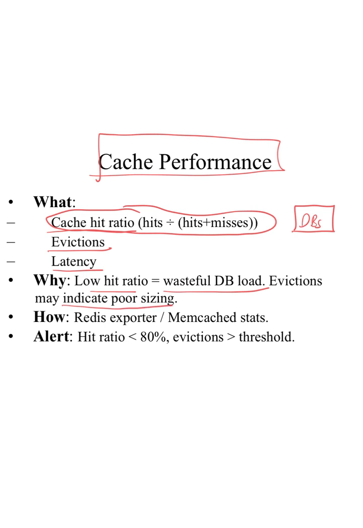Evictions may indicate poor sizing, right? If your cache is constantly getting evicted, that means something needs to be done. Either your size should be increased or you should have a better eviction policy. You can use Redis exporter or Memcached exporter to measure it. If hit ratio is less than 80% or eviction is greater than threshold, you should get an alert. Hit ratio is less than 80%, that means all your requests are going to database. Cache is totally kind of useless, right?